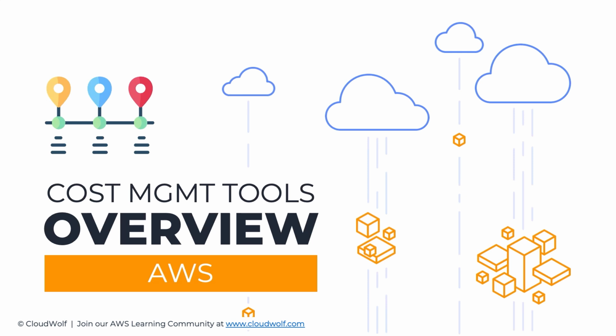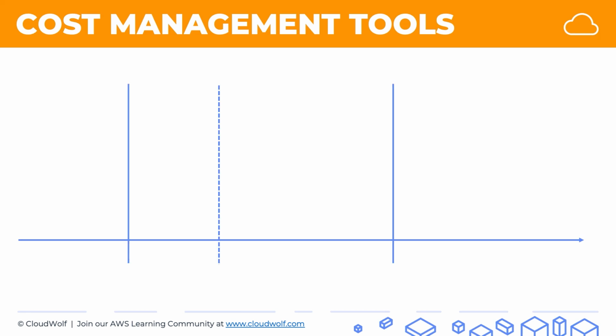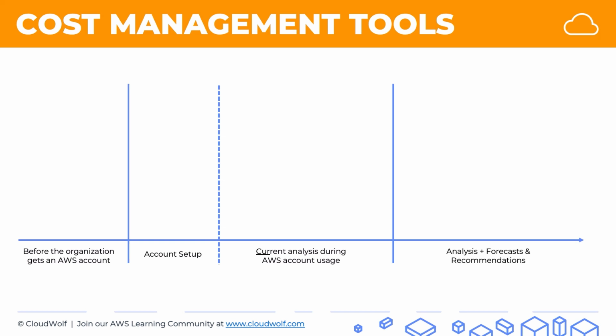So let's have a look at what I'm actually talking about here. We're going to create this map. It's kind of a timeline map. So this is a timeline. It's going to have a few sections. This first section is before an organization gets an AWS account. The next section is account setup. The next section is current analysis during AWS account usage. And the last section is analysis plus forecasts and recommendations.